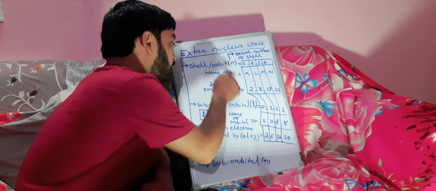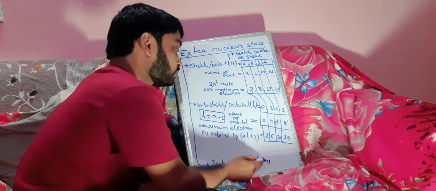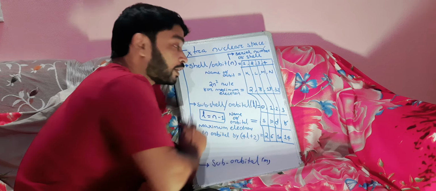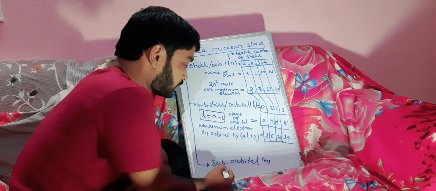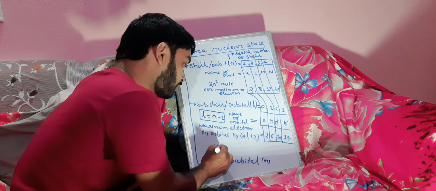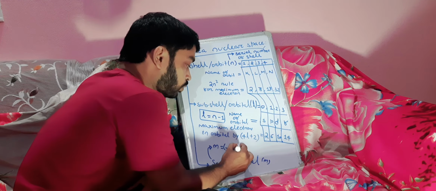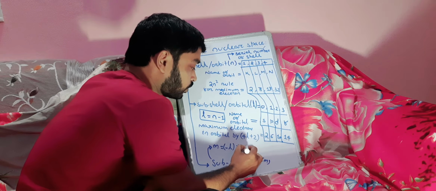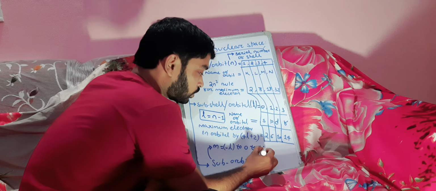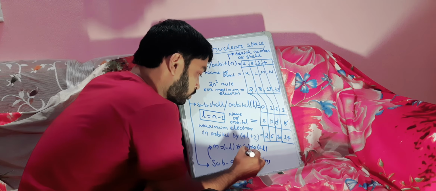As L comes under n, the L value is calculated from n. So m comes under L, so the m value can be calculated from the L value. That means m equals minus L value to plus L value through 0.